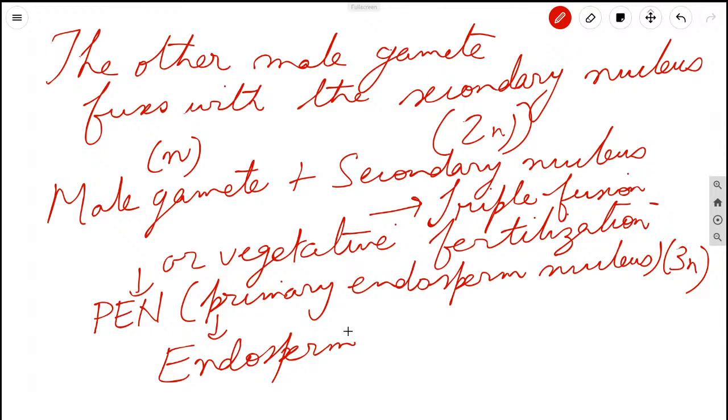Now, this entire process of fertilization occurs twice in the same embryo sac, brought about by two different male gametes. One is triple fusion or vegetative fertilization, combined with syngamy or generative fertilization. These two independent fertilization events, forming the primary endosperm nucleus and the oospore or zygote, are known as the double fertilization event.